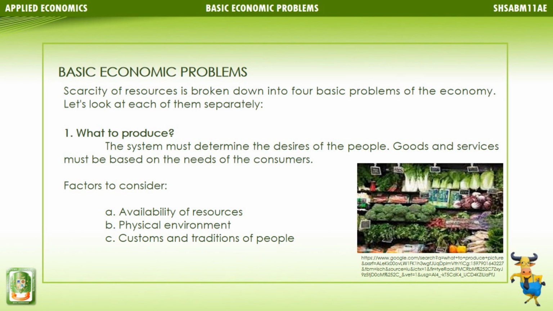Scarcity of resources is broken down into four basic problems of the economy. Let's look at each of them separately. Number 1. What to produce? The system must determine the desires of the people. Goods and services must be based on the needs of the consumers. Factors to consider: availability of resources, physical environment, customs and traditions of people.